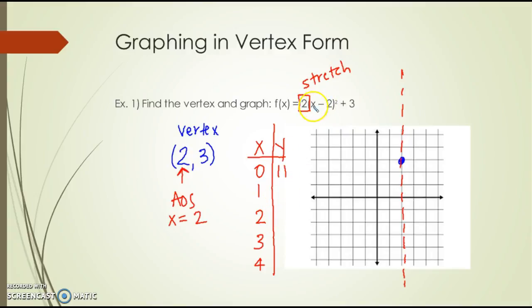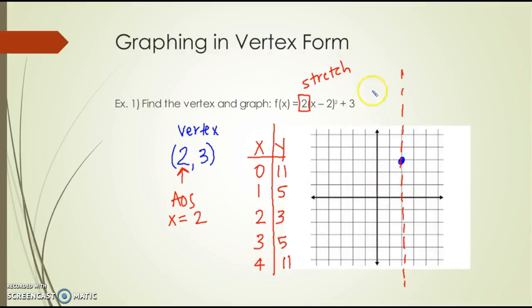Right? If I plug in 1, 1 minus 2 is negative 1. Squared is positive 1. Times 2 is 2. Plus 3 is 5. 2 minus 2 is 0. 0 squared is 0. 0 times 2 is 0. Plus 3 is 3. And then 3 minus 2 is 1, squared is 1, times 2 is 2, plus 3 is 5, and we have our pattern, so we're back up here at 11.